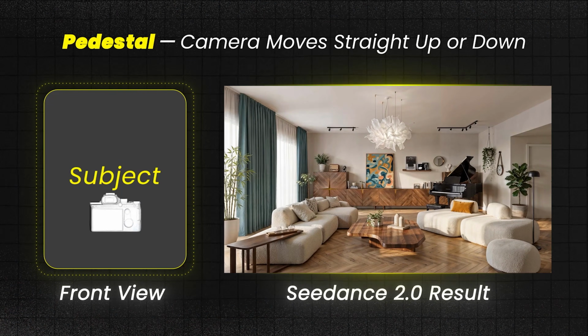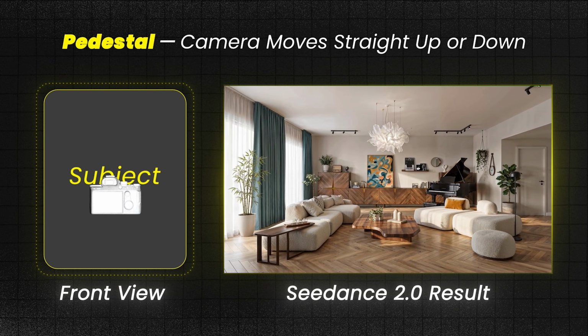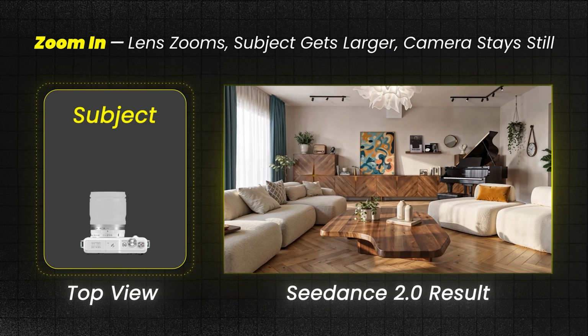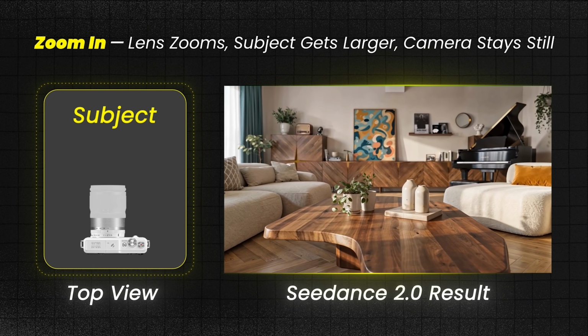The pedestal, this is where it breaks down. The camera should move straight up. Instead, it drifts backwards. For 2 generations, same mistake. The AI just doesn't understand the difference between vertical travel and depth travel. For a zoom in, it's perfect. Smooth push into the coffee table with the correct depth of field falloff.